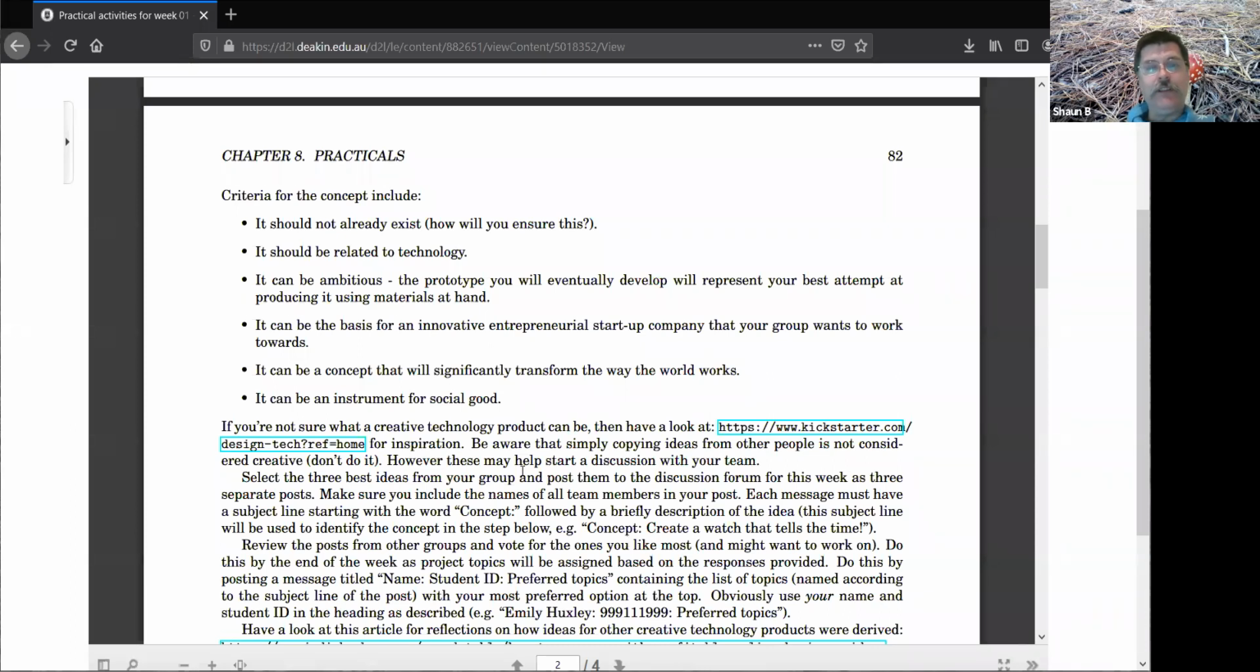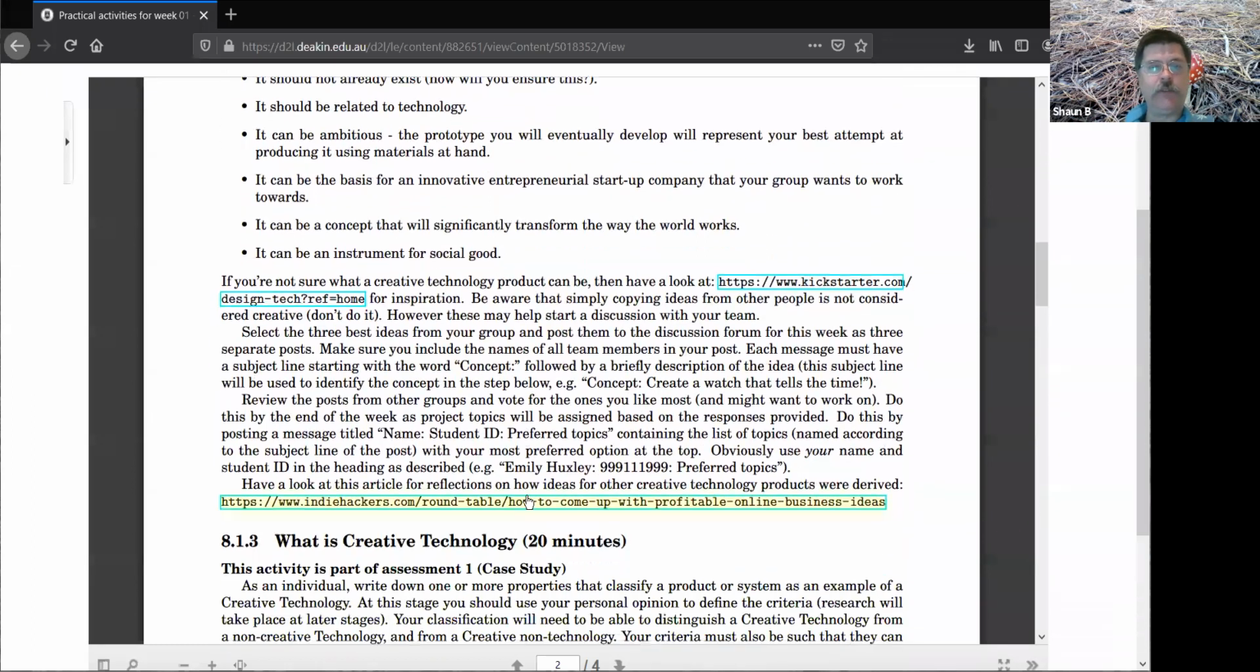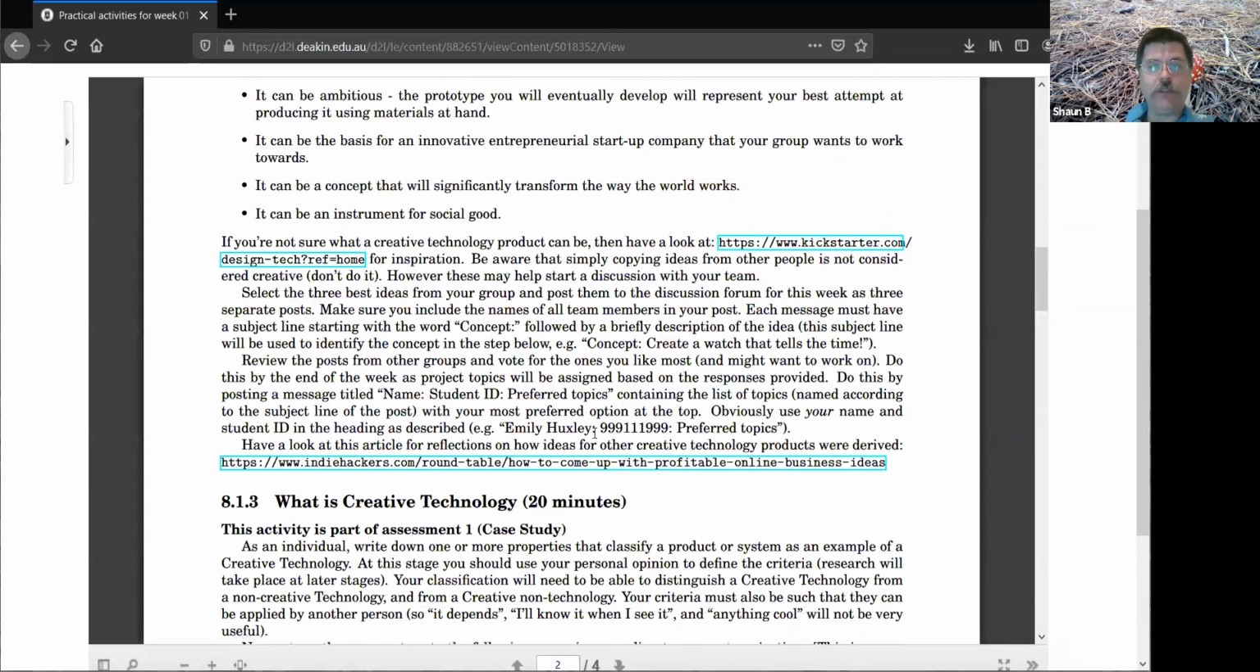If you are having trouble thinking of things, do have a look at sites like Kickstarter, where a number of entrepreneurial ideas are proposed, and you can see what sort of ideas people are thinking about. But we don't want you to copy their ideas. Don't copy anybody's ideas, really. But that might start getting the creative juices flowing, and you could bounce the ideas around in your team. Once you've got your ideas, post them up into the discussion forum in the format suggested, and then we will collate these and share them with the groups that form in later weeks.